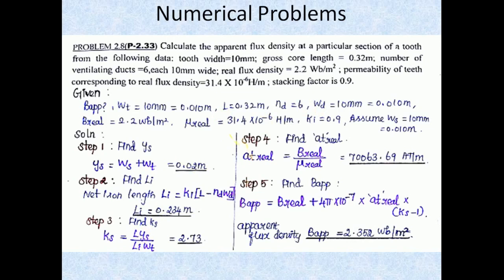In this sort of problem, you can consider the width of slot to be the same as the width of tooth. That is, you have to assume the width of slot is the same as the width of tooth, which is given as 10 mm. Then you can easily find the value of slot pitch by adding these two, and you have to make that substitution here. Then you have to proceed with the substitution in this relation. Then you will be able to get the apparent flux density.